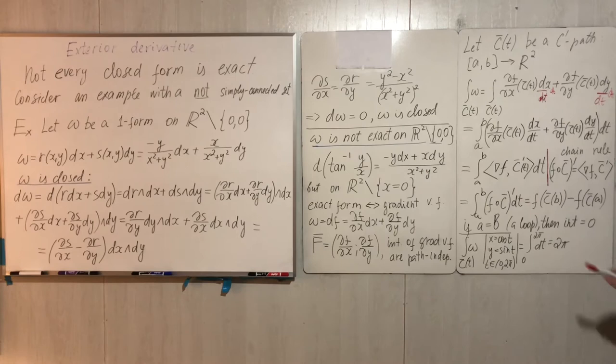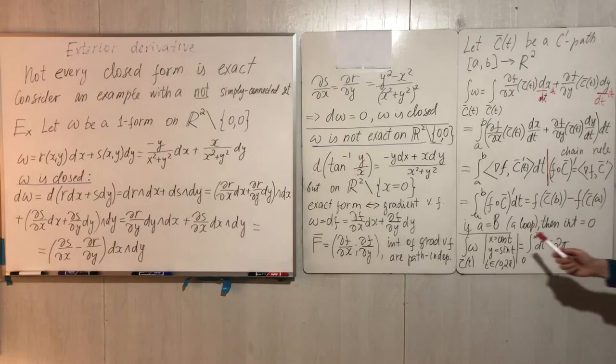We can rewrite here, instead of the gradient, this composite function. And then, by the fundamental theorem of calculus, we will have that it will be f at c at point B minus f at c at point A. So the integral does not depend on the path, only on the initial and terminal points.